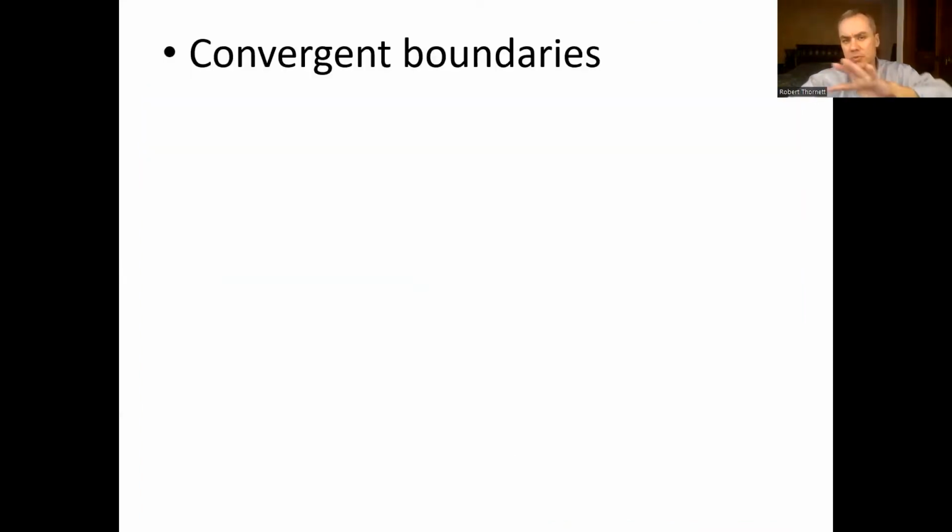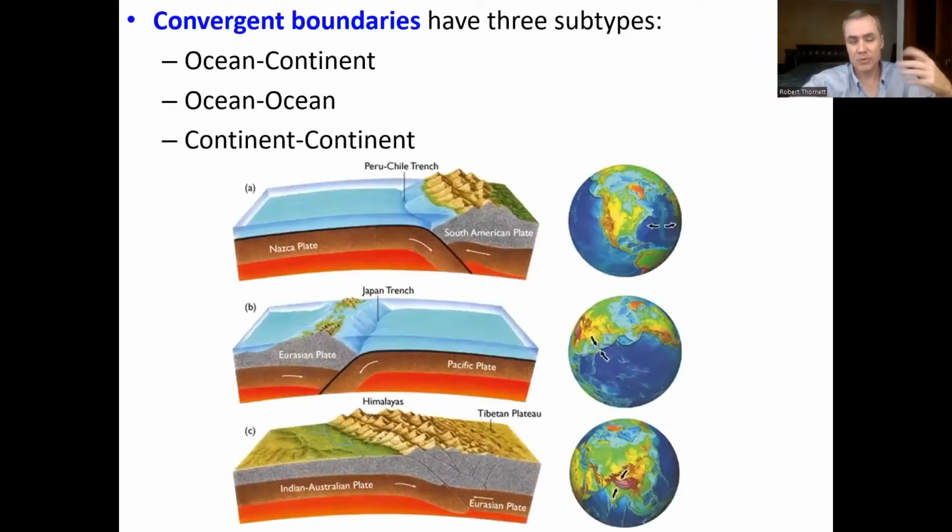So from transform boundaries, we can move to convergent boundaries. Convergent boundaries is a big category. And within convergent boundaries, there are then three subtypes. There's ocean-ocean, ocean-continent, and continent-continent. Three different subtypes which have three different results. And you can get a preview of what's going to happen in each one.